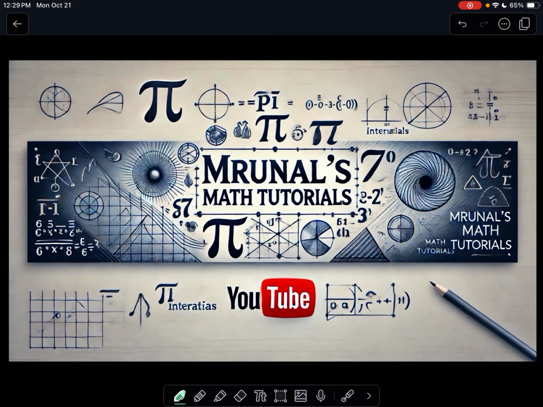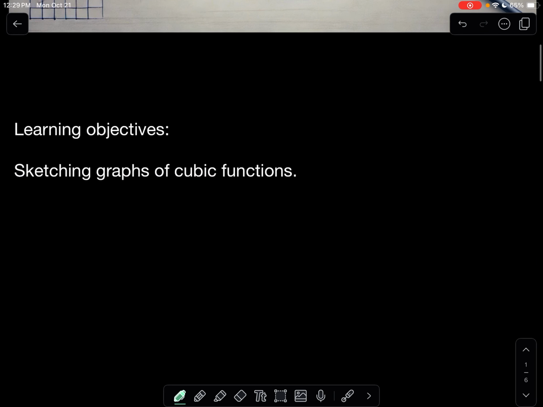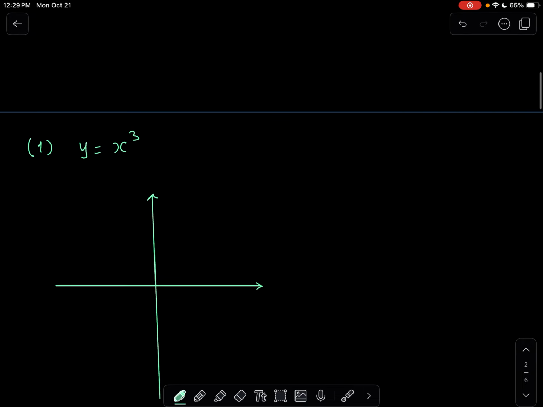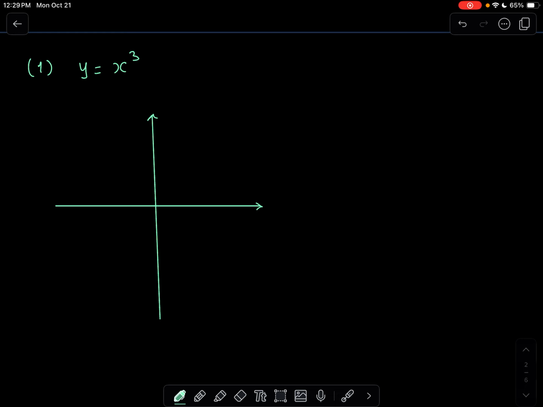Today we'll be looking at sketching cubic functions, and let us begin with the first question: y equal to x cube. Now, depending upon the coefficient of x cube, the meaning of coefficient of x cube is the number in front of x cube. In this case, the coefficient of x cube is 1. So if a is positive, you're going to have something that looks like this. I call it uphill, a graph that is uphill.